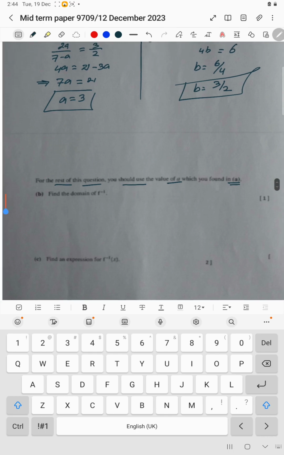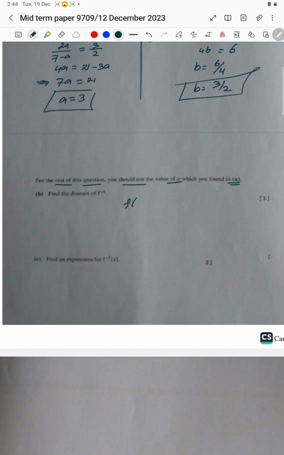Here, as we know, f of x was given as 1 plus, with a as 3, right? a we already got as 3, so I'm going to put 2 times 3 is 6 over x minus 3, for x greater than a. As we know, the domain of f inverse is equal to what? That is equal to the range of f by definition. So from the function we will get the range first.